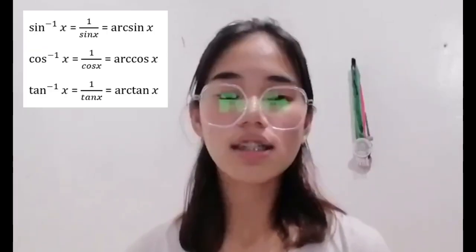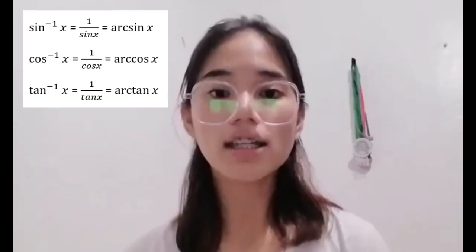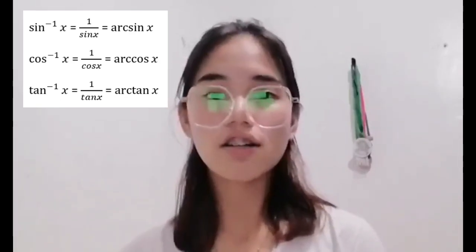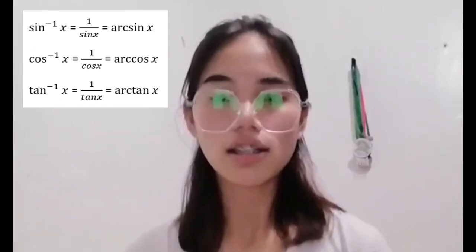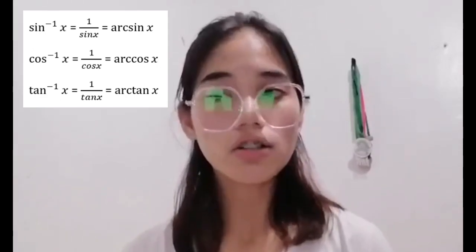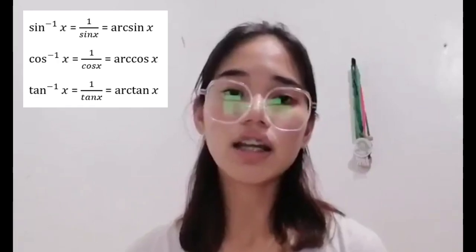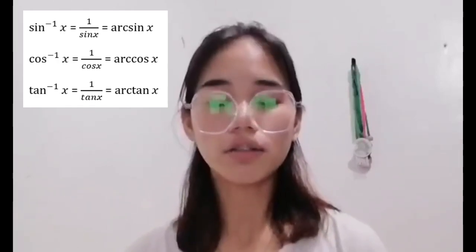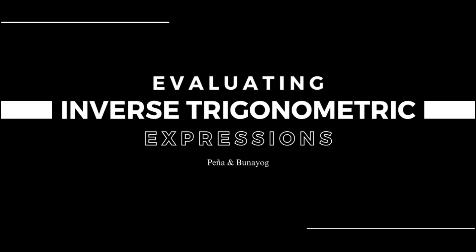The inverse trigonometric functions are written using the arc prefix, like arcsin x, arccos x, arctan x, arcsecant x, arccosecant x, and arccotangent x. The inverse trigonometric functions are used to find the angle of a triangle in any form of the trigonometric functions.